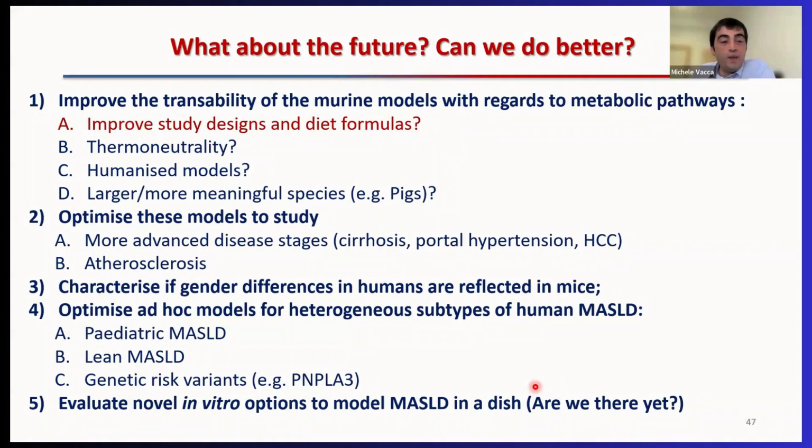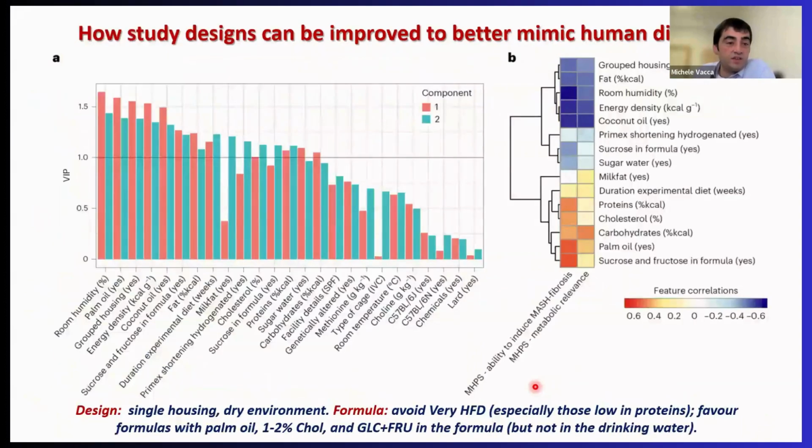What about how we can improve study designs and dietary formulas? The answer is really easy. We did a PLSD in our data set to try to understand what are the study designs and features of the study design that more correlate with our outcomes. And we found that single housing, dry environment, and some specific features of the formula drive mainly the disease.